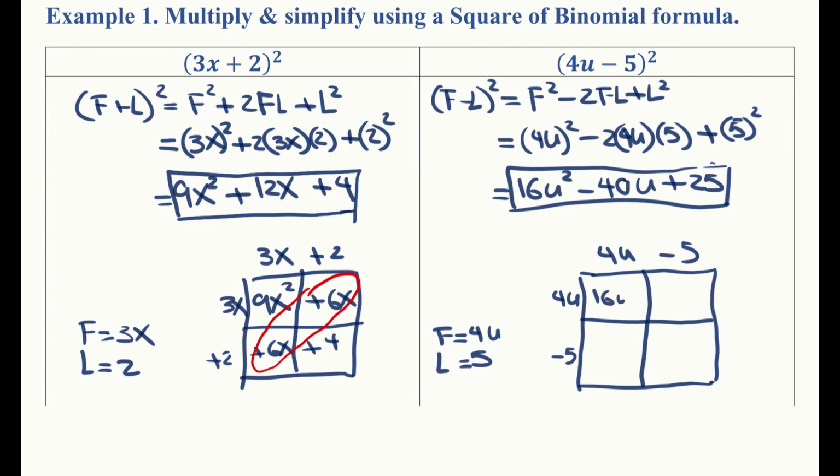So here we get 16u squared, and that's going to give us minus 20u. That's going to give us another minus 20u, or negative 20u rather, plus or positive 25. Okay, so we also notice that here we have two like terms that we can go ahead and combine. So we get 16u squared minus 40u plus 25. So there we have verified that our new method works well.